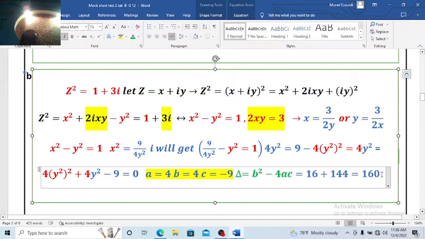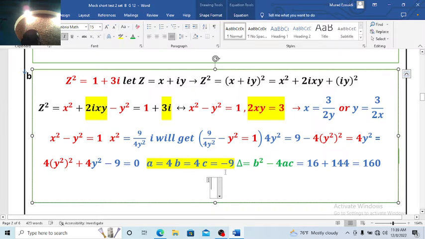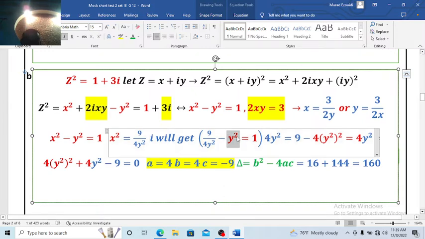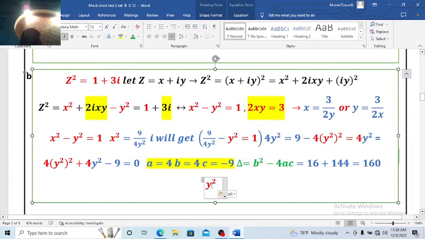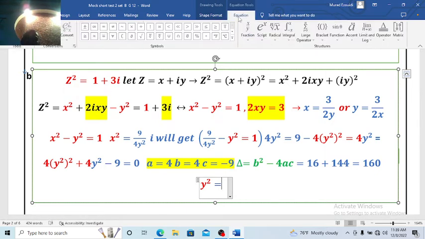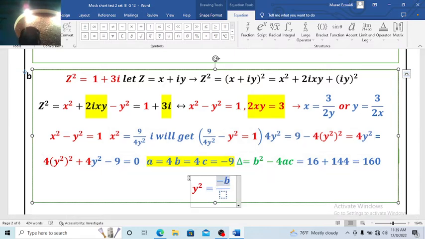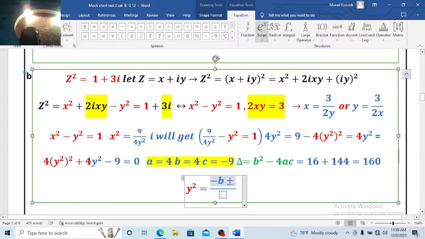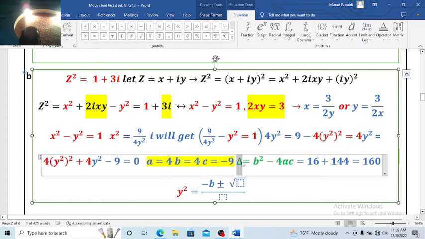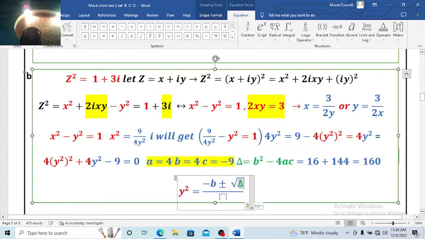Now I will come down and write y squared equal, because the known value is y squared. So y squared is equal, I will insert a fraction symbol. It will be minus b plus negative the square root of delta, the formula, of course, divided by 2 times a, 2a.